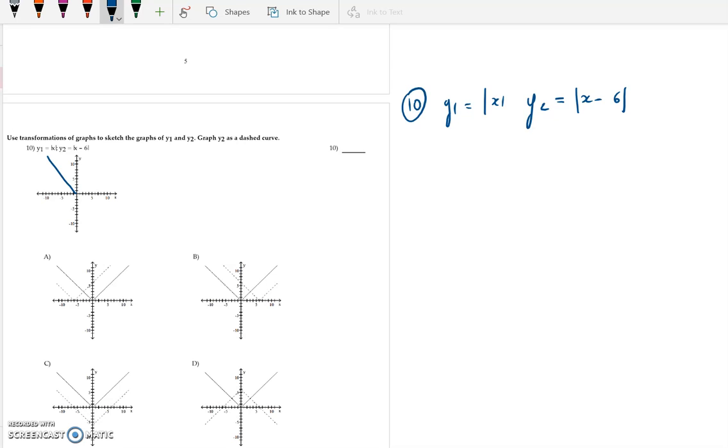this is y1. Because we're having x minus 6, this minus 6 is inside the absolute value. That means I have to deal with a horizontal shift. And because it's a minus 6, that means it will be a horizontal shift to the right of 6 units.